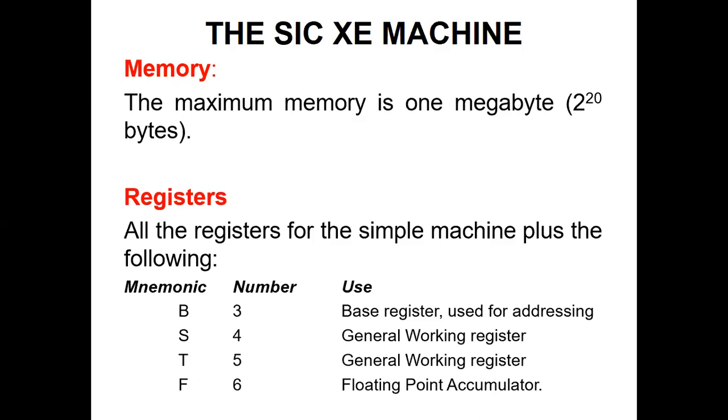If I can repeat that, I said that register F is the one which is used to handle floating point numbers. So if you are going to perform an arithmetic operation which involves a floating point number, then you don't use the accumulator, which is register A. You use a floating point accumulator, whose code is a 6.